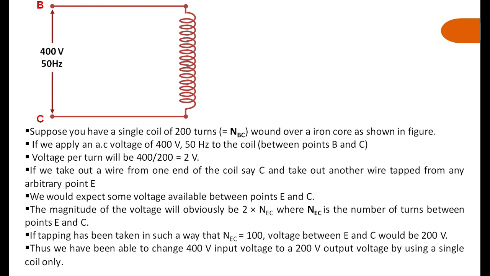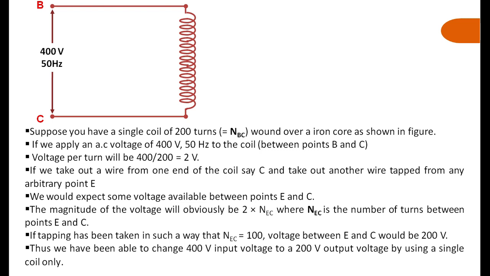Then the voltage across each turn, or the voltage per turn, is equal to 400 divided by 200, which means across each turn we have a voltage of 2 volts. Therefore, there is a total of 400 volts and there are 200 turns, so the voltage per turn is 2 volts. That is, there is one winding between B and C.